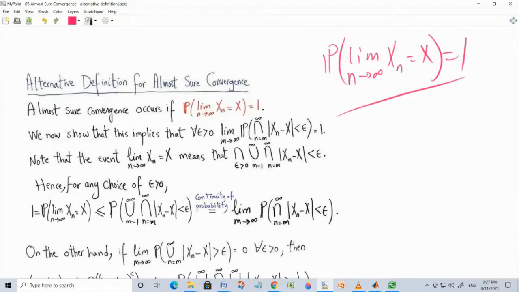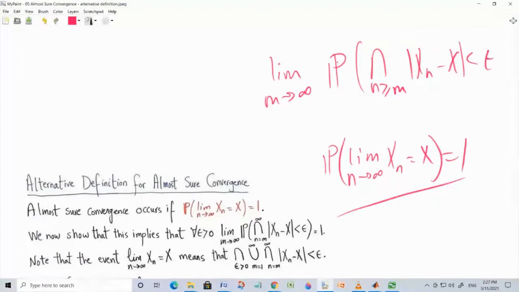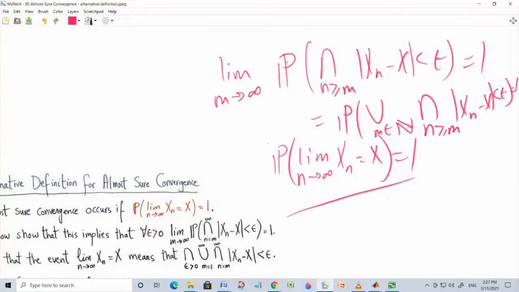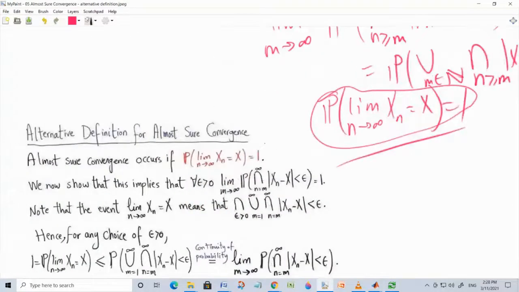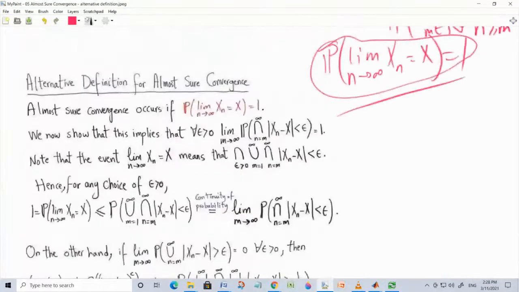So the first order of business is to establish equivalence. On the previous slide, I wrote that we need the limit as m tends to infinity of the probability of the intersection, n greater than or equal to m, of |xn minus x| less than epsilon, to be equal to 1. If you use continuity of probability, this is the probability of the union over m in the natural numbers of the intersection over n greater than or equal to m. Now, out of the blue, I'm writing that we can write almost sure convergence using this definition here. They are equivalent, and that's the good news. The proofs are not complicated.